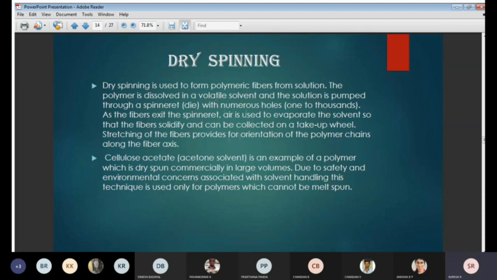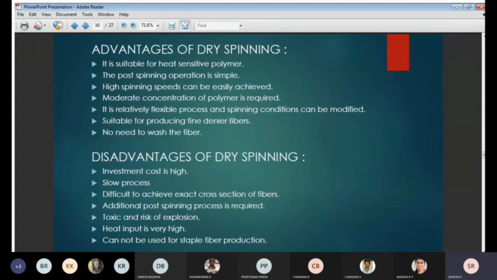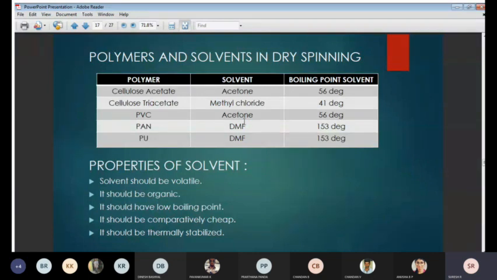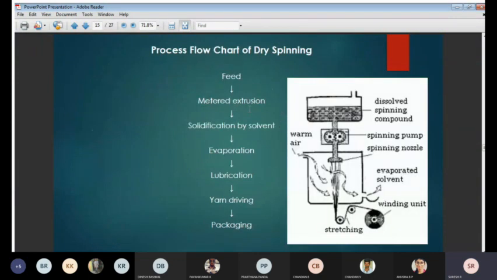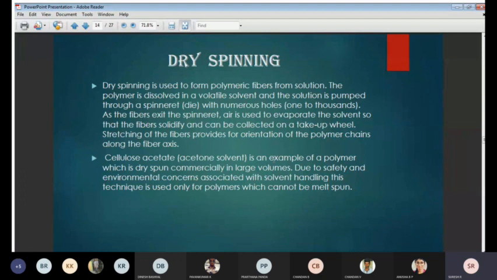Dry spinning is basically a form of spinning process that is used to form polymeric fibers from a solution. Solution in the sense that it consists of both the polymer and the solvent mixed together. When both have been mixed together, that will form the solution. Through this solution, we're going to form the polymeric fibers. That's how the procedure works.